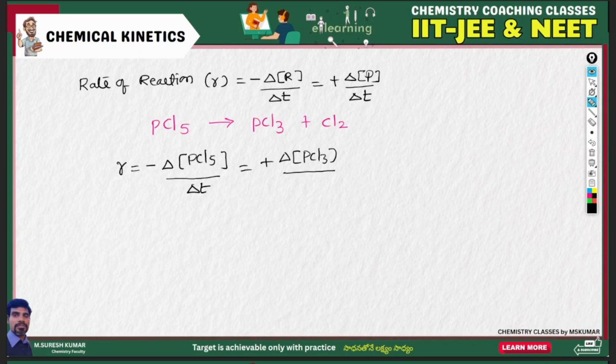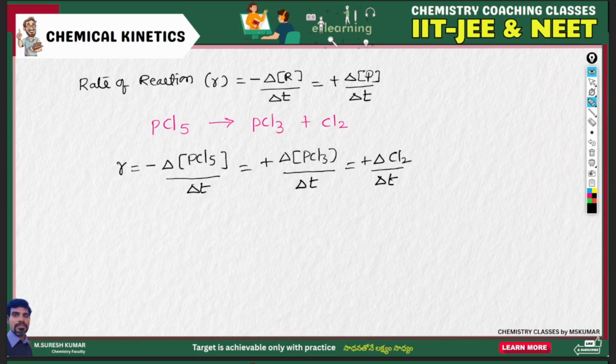delta PCl3 by delta t. It is also equal to what? The change in molar concentration of what? Chlorine. So plus delta Cl2 by delta t. This is the rate expression for the given reaction.